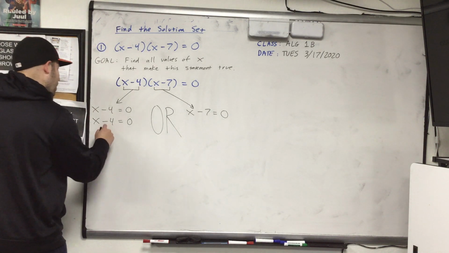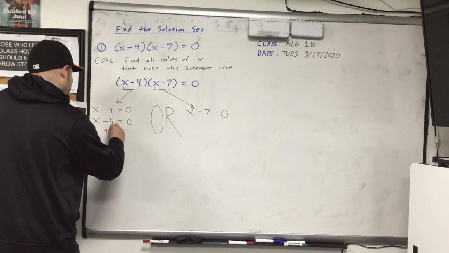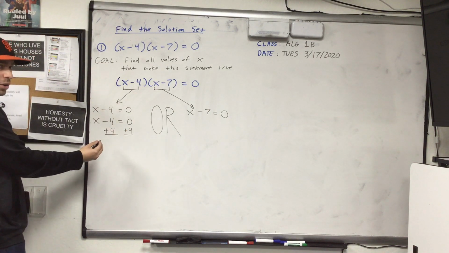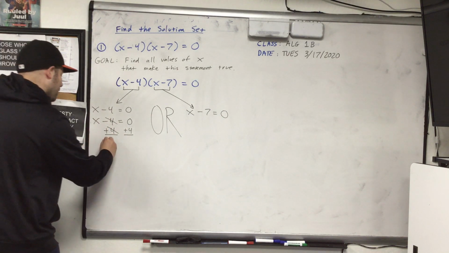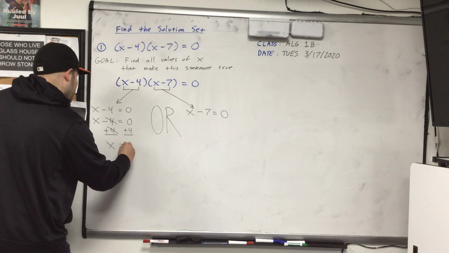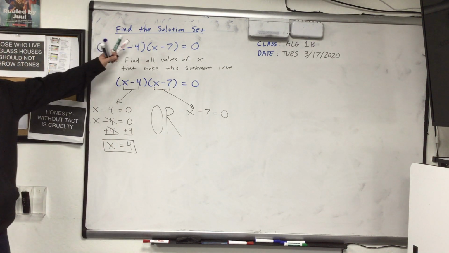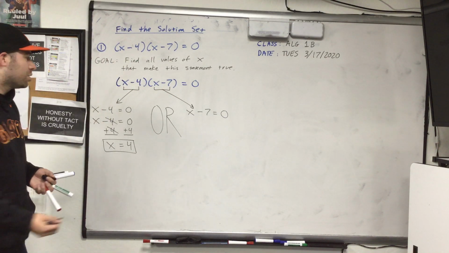X minus 4, well, that minus 4 layer can be undone by a plus 4 undoing layer. The negative 4 and the plus 4 become 0, and x plus 0 is just x. Therefore, x can equal 4. But remember, the directions say find the solution set, find all values of x that make this statement true.